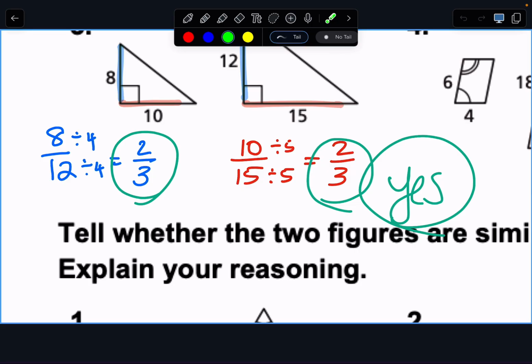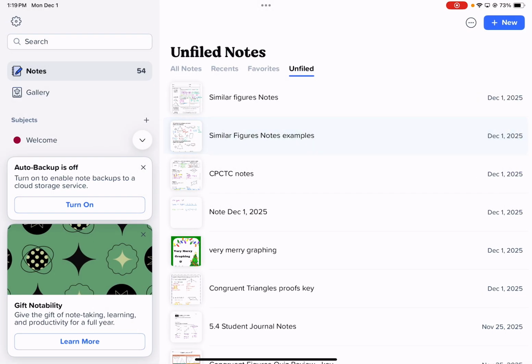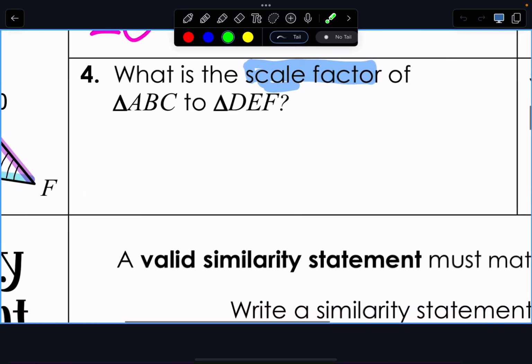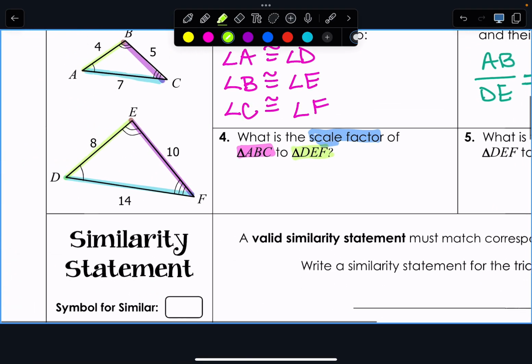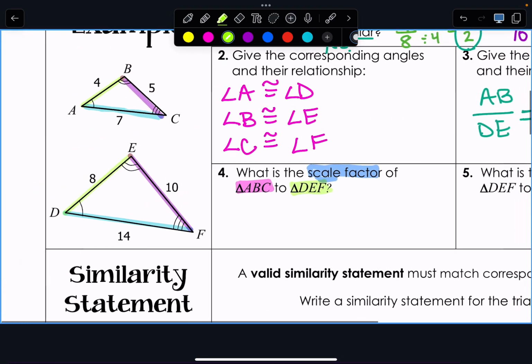I need you to stop. Okay? Now, it is important to look at the order. So here we're going from ABC to DEF, okay? So we're going to make a fraction, but we're going to start with ABC. So Colton, give me a side from triangle ABC. Any of the three, I don't care.